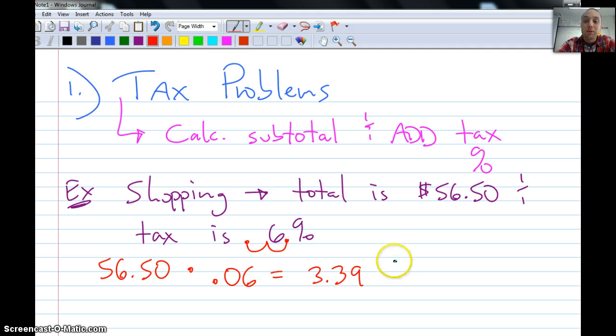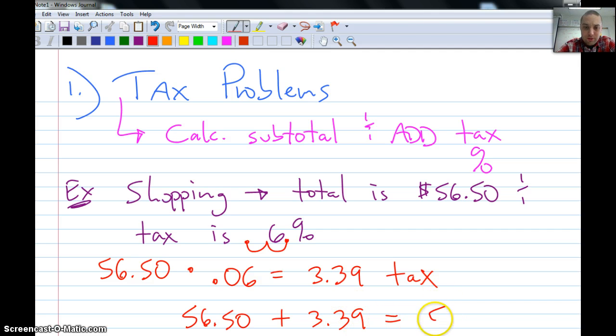And this is the amount of tax we've got to pay. Tax is extra, so now we're going to add the tax onto the subtotal. The subtotal is $56.50. Tax was $3.39. So what's that going to be? $59.89. And it's money, so our label goes in as a $, $59.89.